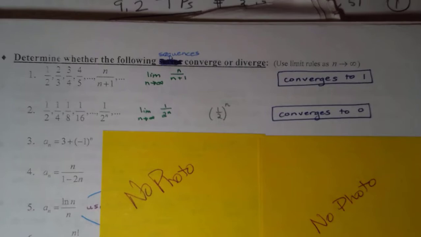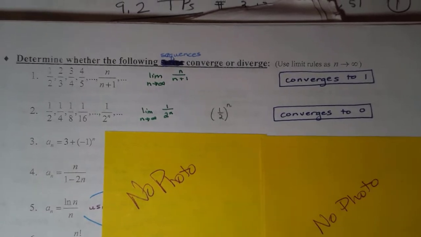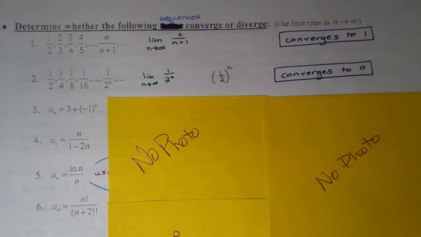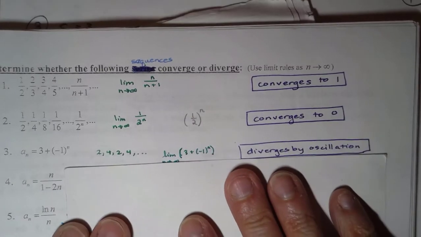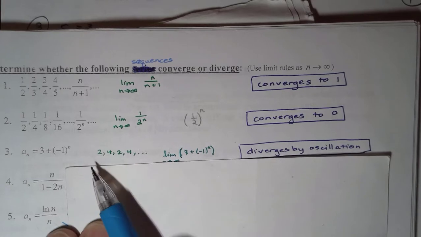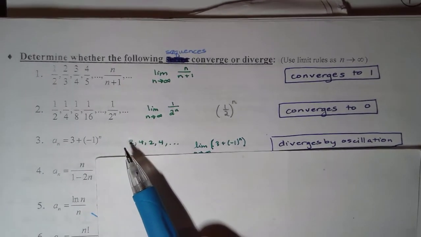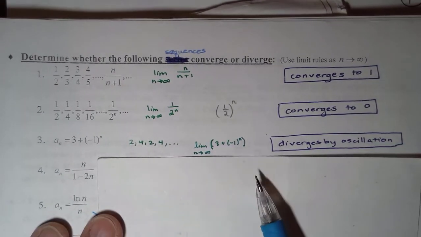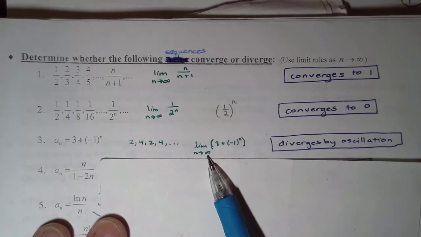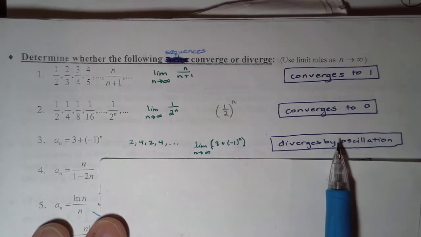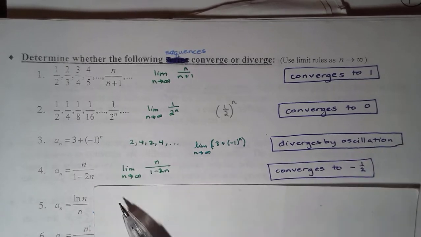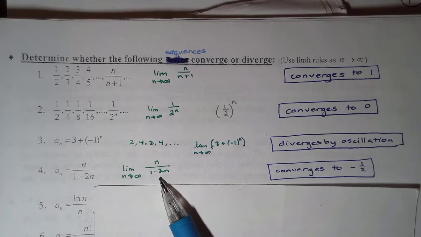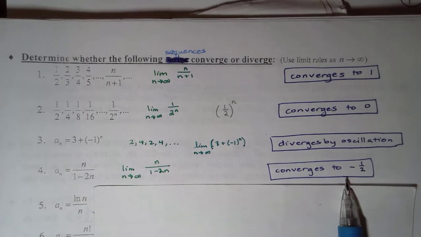And then the second part of your section 9.1 TPs was on page 89. I did the first two problems for you, and you were supposed to do the others. So in problem 3, when you just listed a few terms out, you got 2, 4, 2, 4. Okay, so the limit as n goes to infinity of this sequence diverges by oscillation. This one, you could use your exponent rules that you know, and so this converges to -1/2.